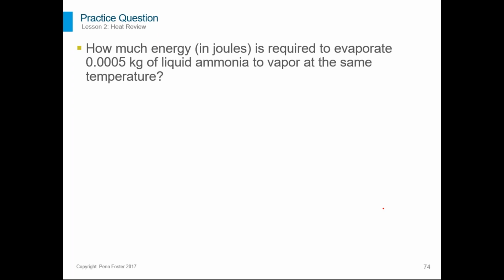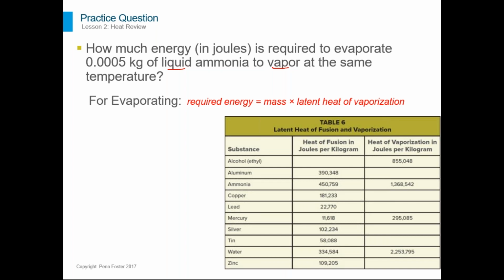How much energy is required to evaporate 0.0005 kilograms of liquid ammonia to vapor at the same temperature? Okay, so we're going from a liquid to a vapor, so we're going to use the heat of vaporization. And our formula is really simple. To find the energy, you just take mass times that number. We get our number from this table. So we're looking at liquid ammonia. Ammonia going from a liquid to a gas, we want vaporization. So we just take that number times the mass, which we got from our problem, 0.0005 goes here.